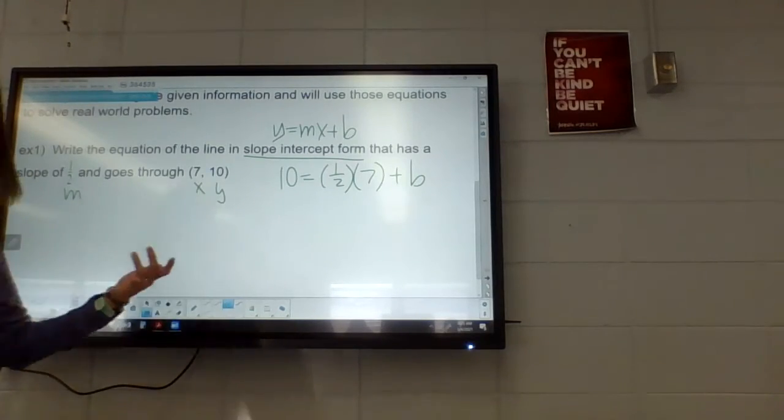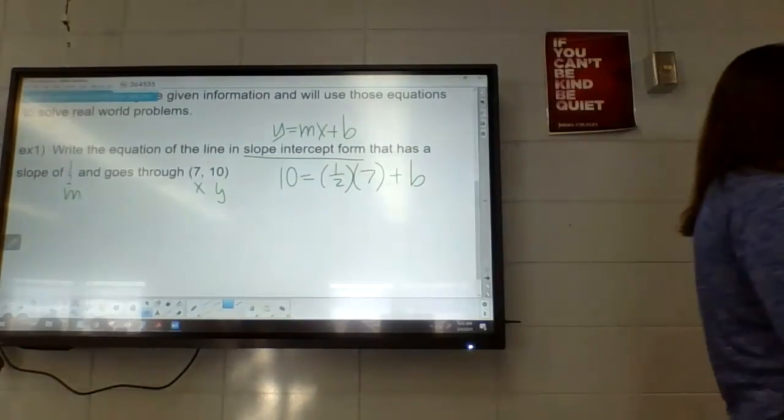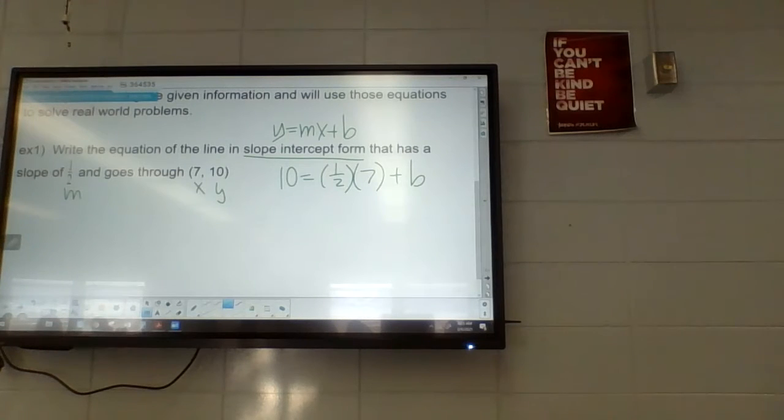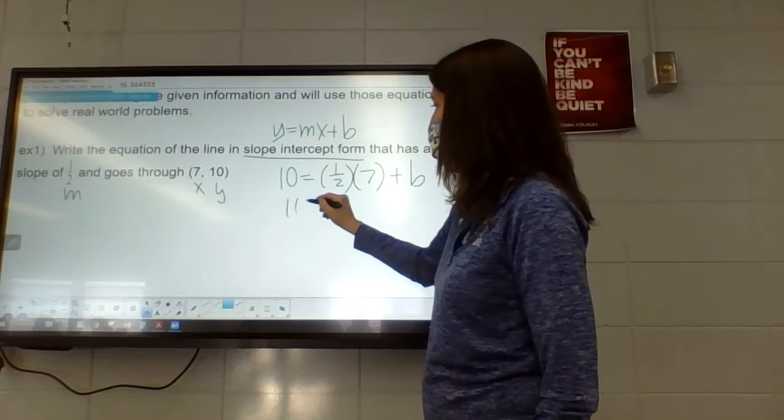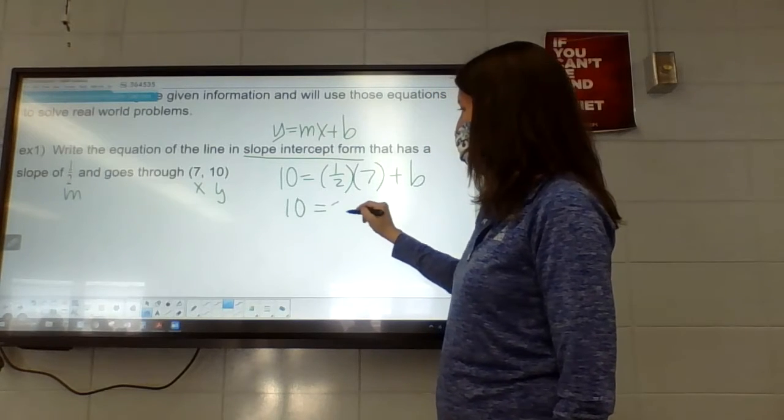Now my other class was talking about this because some students were rattling off half of numbers very quickly, and then somebody else was like, how do you know that so fast? Just a reminder that when you're taking half of something, it's really like you're just dividing it by 2. Just breaking it in half. So we get 3.5 for this.